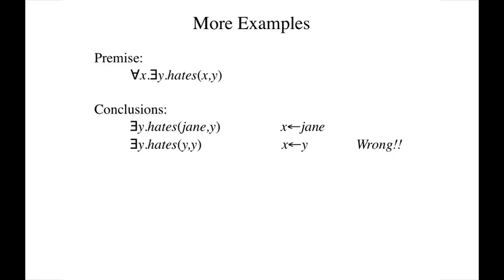However, we do not want to infer there exists a y, hates(y, y). In other words, there's somebody who hates herself. The problem here is that the quantifier in the sentence has captured the variable being substituted, and we need to avoid this.